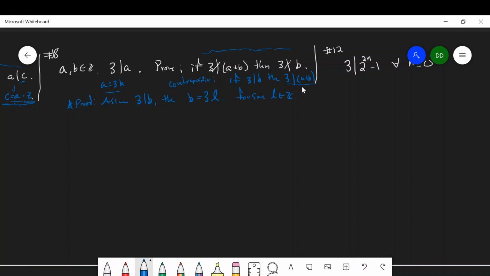If 3 divides a plus b, I need to get there, so I need to write a plus b equals 3 times some other integer. Well, I have an expression for a, and I have an expression for b, so let's add those together. So this would be 3k plus 3l. And, well, that's 3 times k plus l. So that is 3 divides a plus b, because k plus l is an integer. And that's what we wanted to show, that 3 divides a plus b. All right, we got it, done.